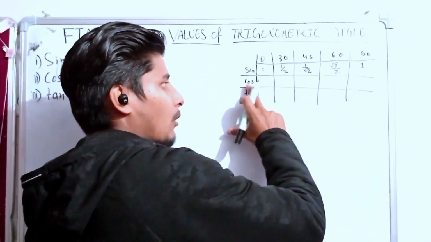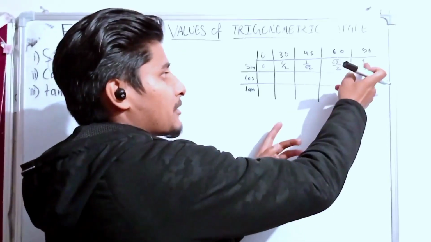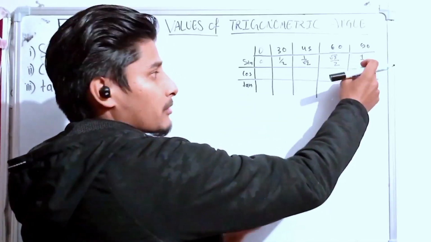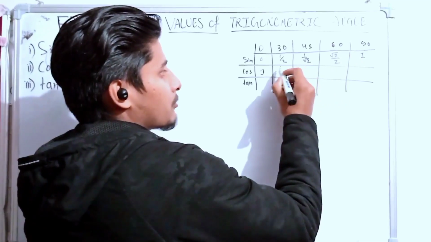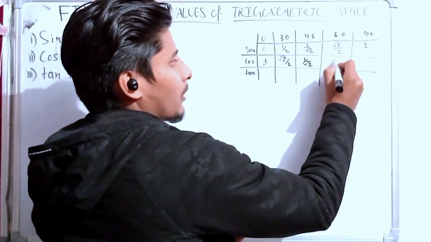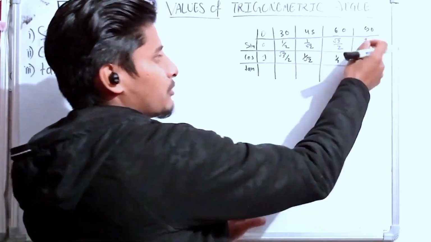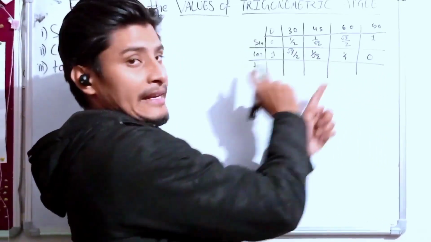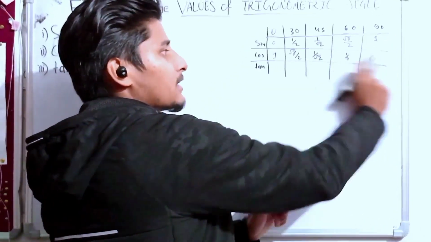If you don't know the value of cos, just write the same numbers in reverse. First is 1, then root 3 by 2, 1 by root 2, 1 by 2, and then 0. So you need to replicate the numbers from 1 to 0 in cos.